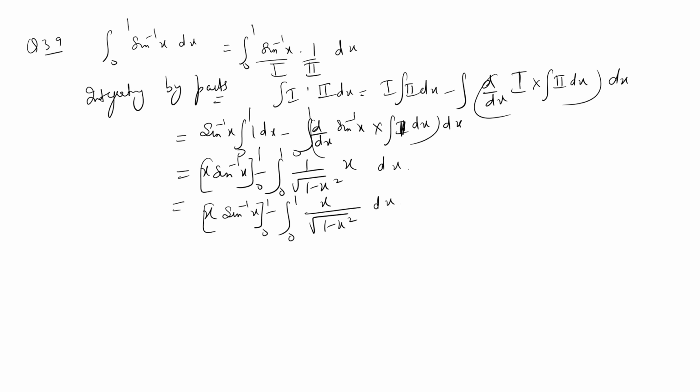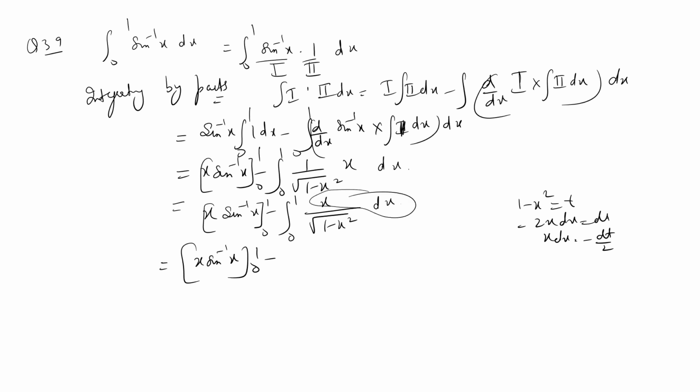Any idea? If I put 1 minus x square equal to t, minus 2x dx is equal to dt, x dx is equal to minus dt by 2. So this becomes, I will put the limits at last only. My x dx is minus dt by 2, so it will become plus, 1 by 2 integral of dt upon under root of t. I need to change the limits also. X 0, t is 1, x is 1, t is 0. So my limit is from 1 to 0.